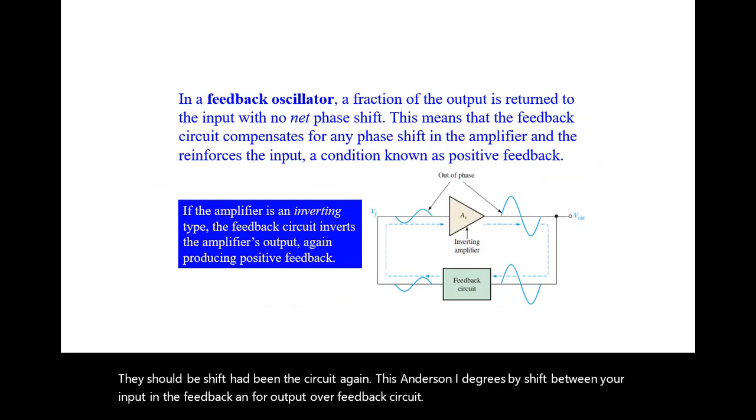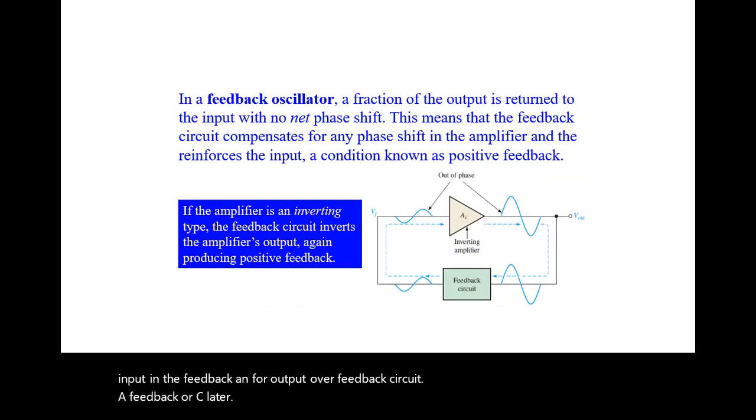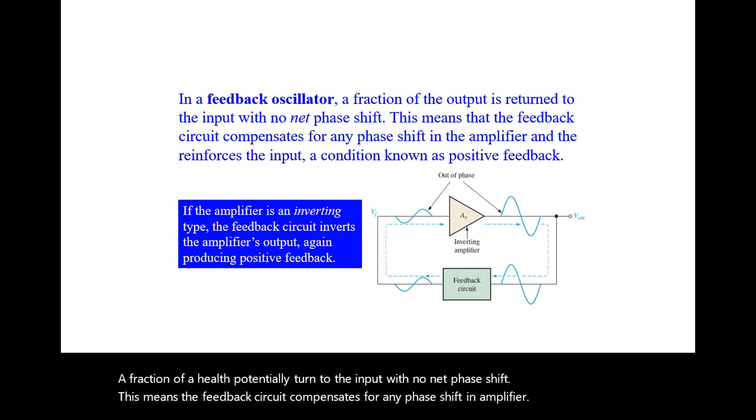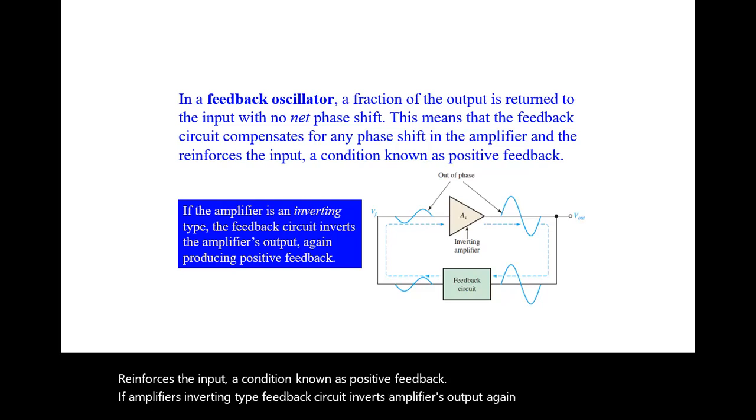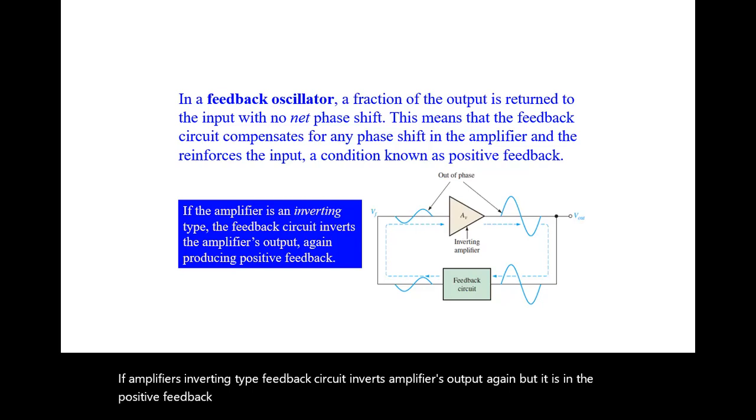In a feedback oscillator, a fraction of the output is returned to the input with no net phase shift. This means that the feedback circuit compensates for any phase shift in the amplifier and reinforces the input, a condition known as positive feedback. If the amplifier is an inverting type, the feedback circuit inverts the amplifier's output again, producing positive feedback, as I just explained to you in the previous slide.